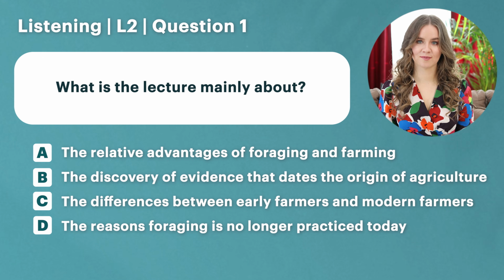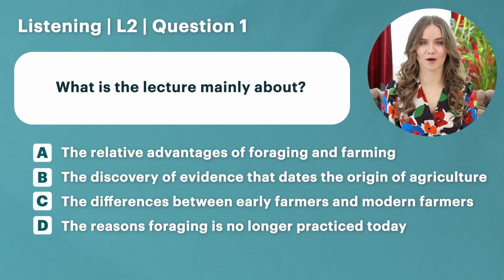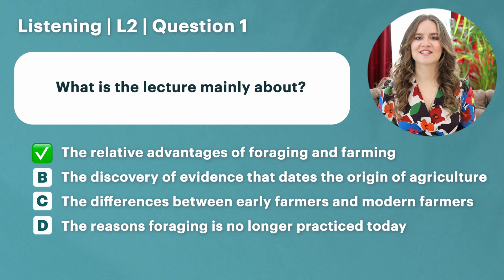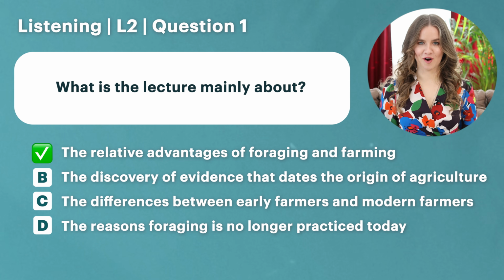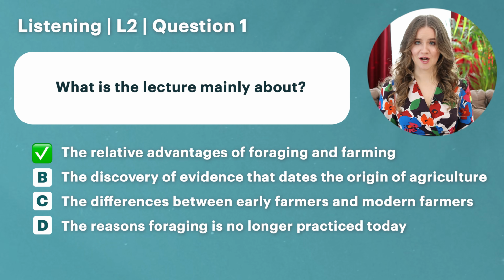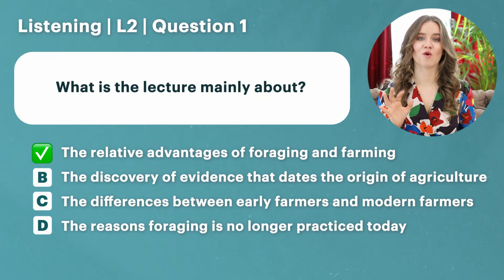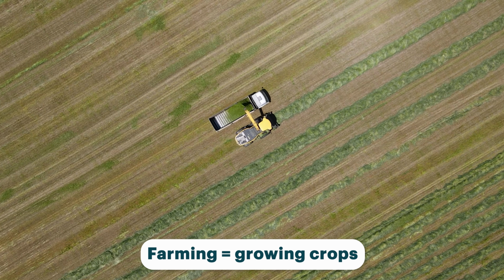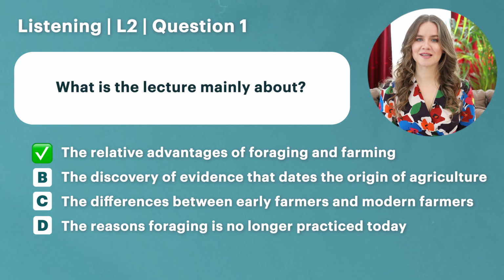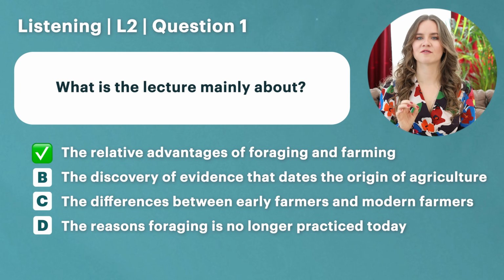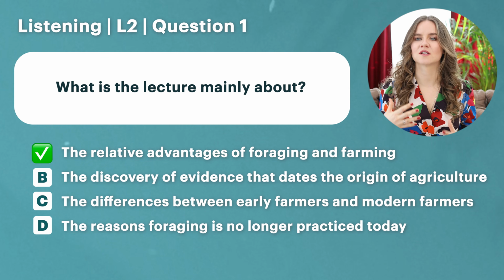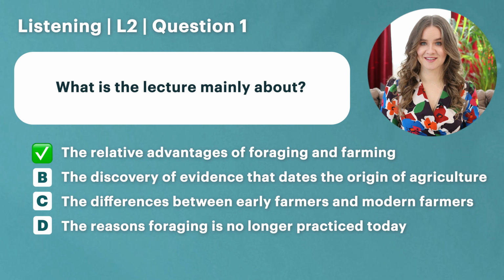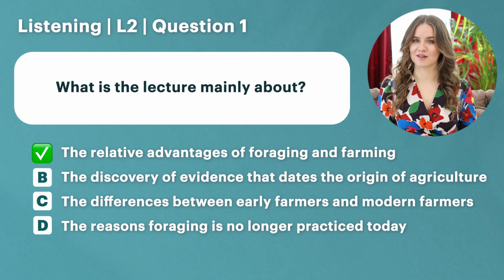Question 1. What is the lecture mainly about? The correct answer is A. The relative advantages of foraging and farming. The professor talks about the switch from foraging, finding wild food, to farming, growing crops. She begins by saying that although the development of agriculture is usually considered a good thing, there are many advantages to foraging. She then discusses the benefits.